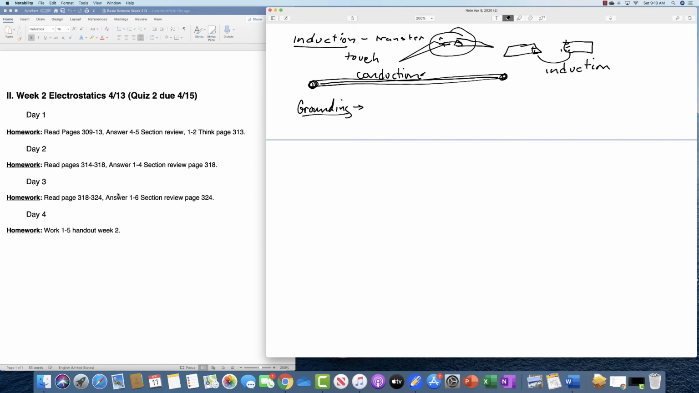The third day, we moved to section 3, which is on page 324. So page 324. We do 1 through 6. The first one says, what is the most common type of electrostatic generator in use today?